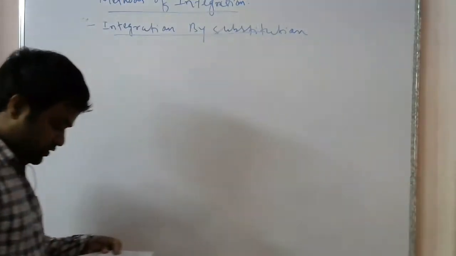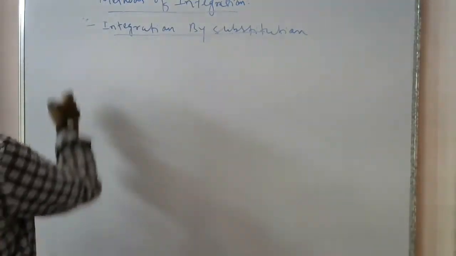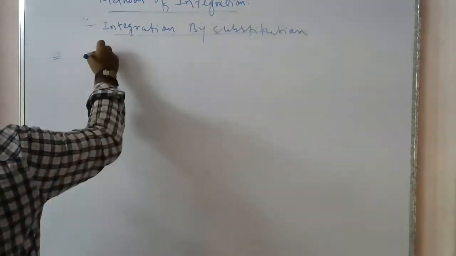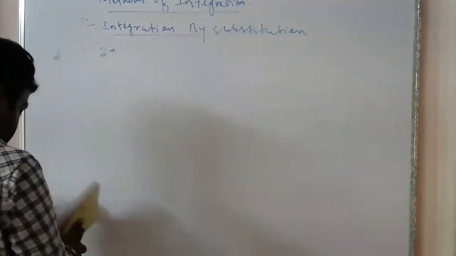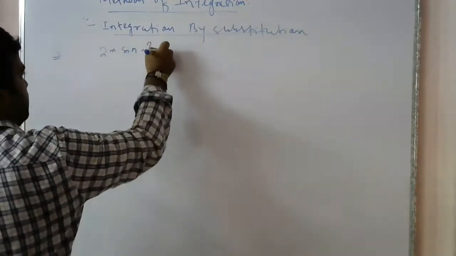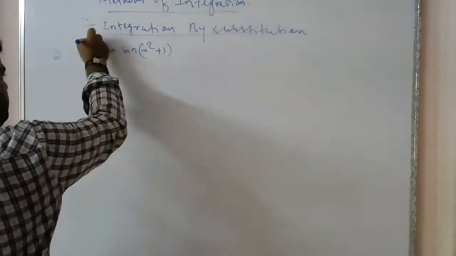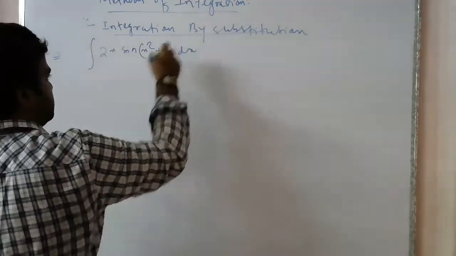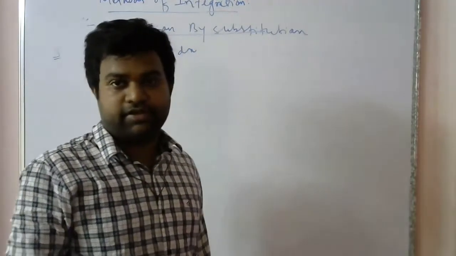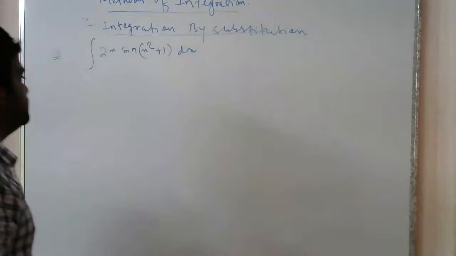So two examples I will solve here. Let's say question one, the first question, let's solve. Suppose 2x sine of x square plus 1, and you want to find its integration with respect to the variable x, right? So how will you do that?